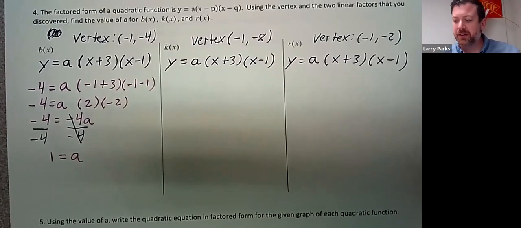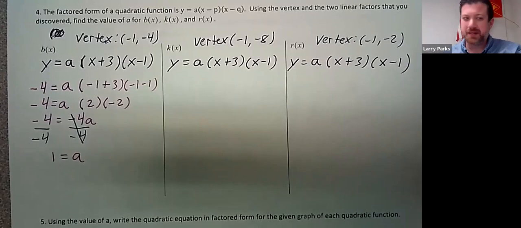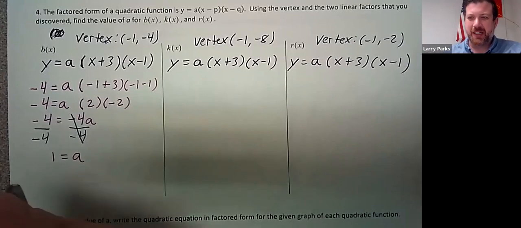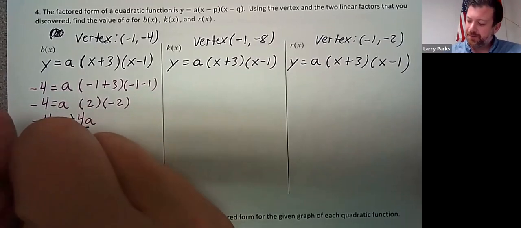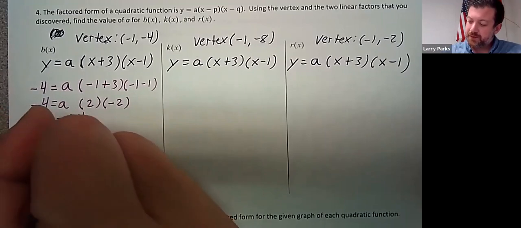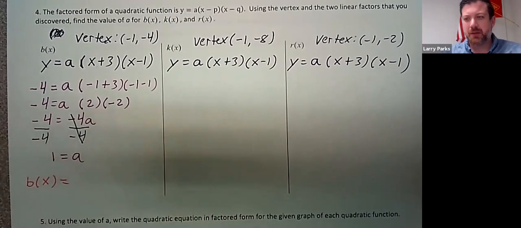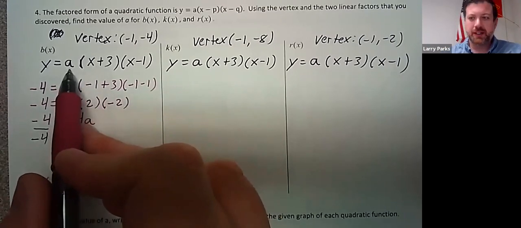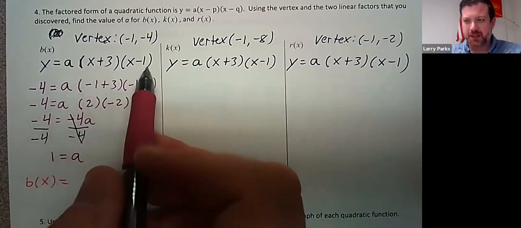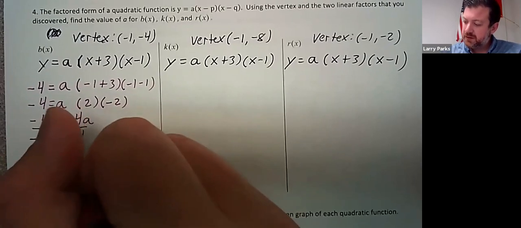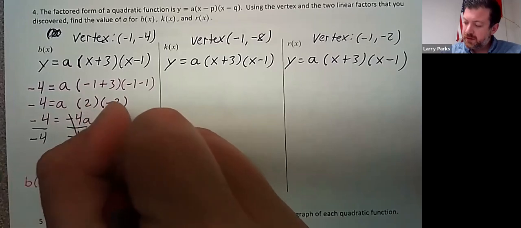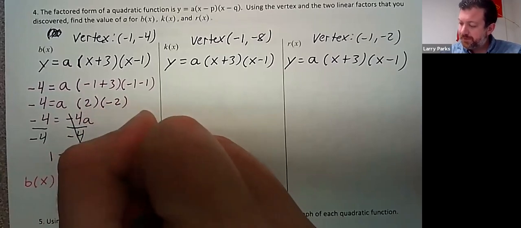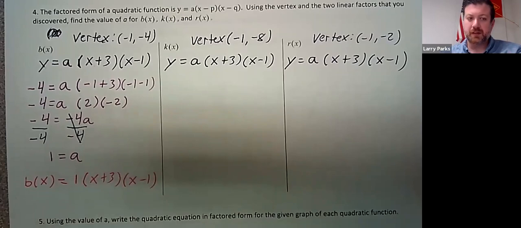So now when I write my equation, I'm going to be more specific this time. Instead of y, I'm going to put b of x. You could put y if you want. I'm using b because that was the b function. B of x equals 1 times x plus 3 times x minus 1. All right.